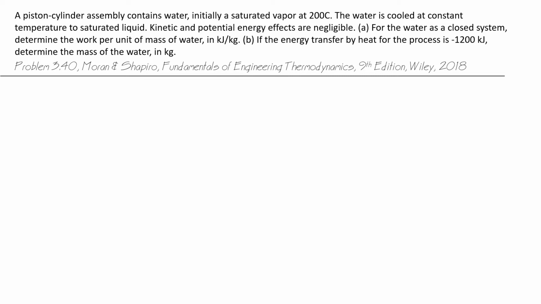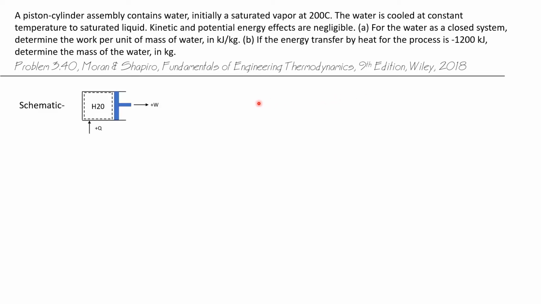Part A. For the water as a closed system, determine the work per unit of mass of water in kilojoules per kilogram. Part B, if the energy transfer by heat for the process is minus 1200 kilojoules, determine the mass of the water in kilograms.